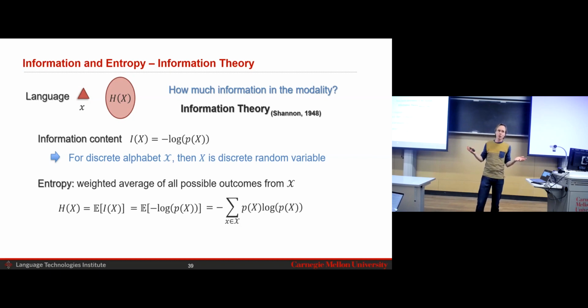If you're getting confused by expected value, go with the simple version of it, which is just taking the average, meaning every word is as likely to happen. But in reality, some words are more likely to happen. So entropy is just a fancy word to say the average amount of information in my modality. That's what entropy means.